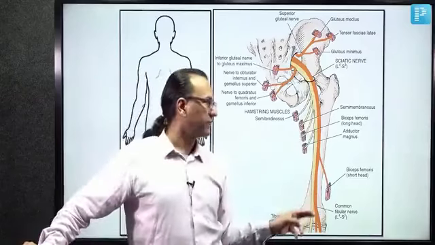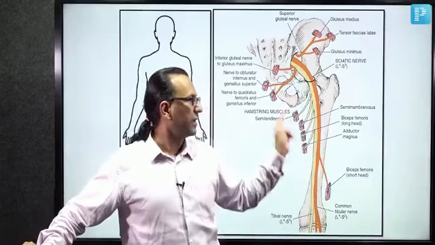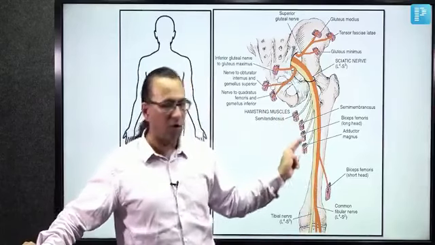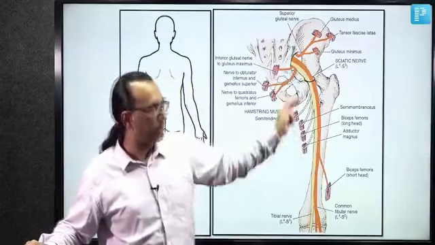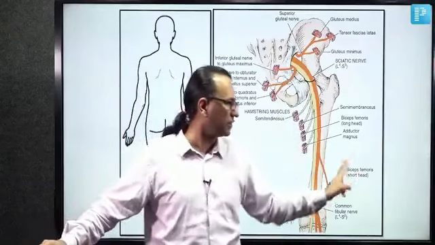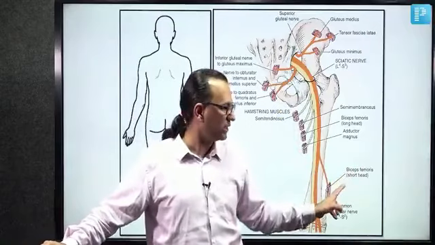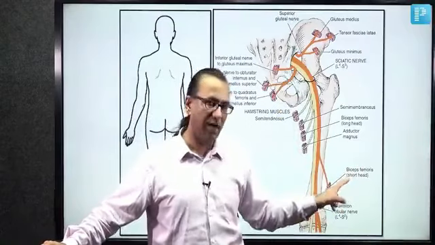Here, the hamstring muscles, which are the posterior thigh muscles, basically semitendinosus, semimembranosus, and the long head of the biceps femoris, plus the posterior part of adductor magnus, will be supplied by the tibial part of the sciatic nerve, whereas the short head of the biceps femoris is supplied by the common peroneal nerve, thus making the biceps femoris a hybrid muscle.